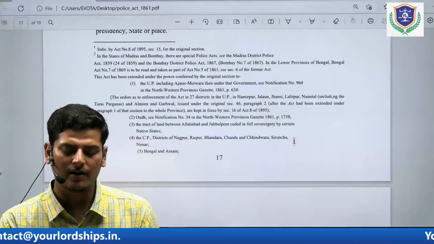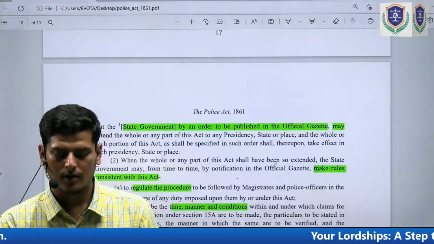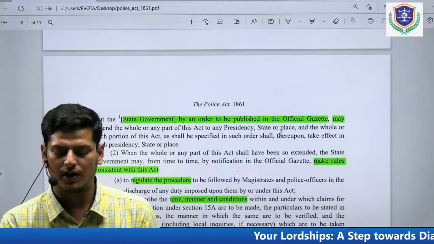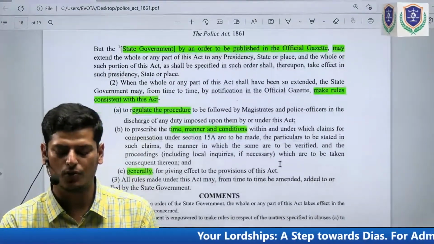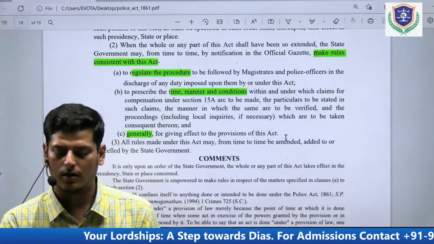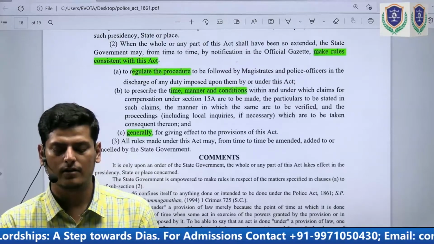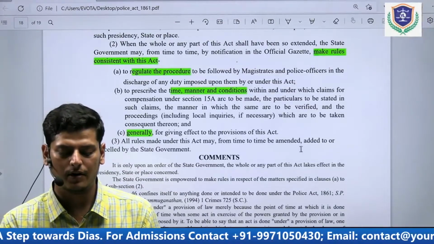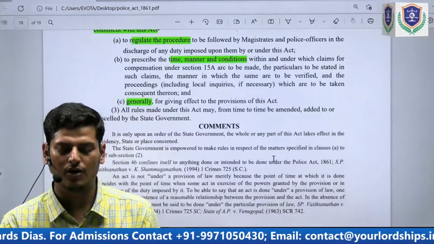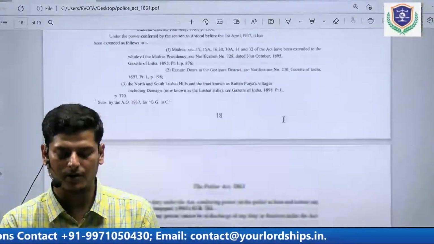Then scope of the act we had dealt. It shall not by its own operation apply, rather a notification in the official gazette has to be issued extending the act in the relevant district, general police district. Okay. And then accordingly the rule making power has been given to the state government for regulating the procedure, time, manner, condition, and for implementing the general provisions of the act.